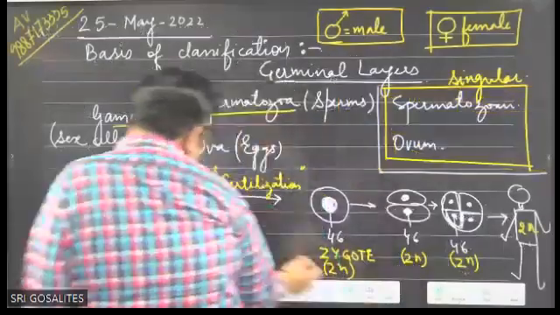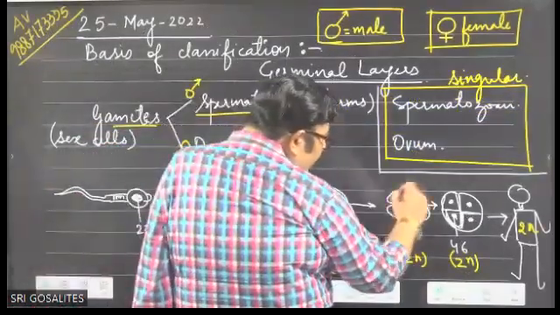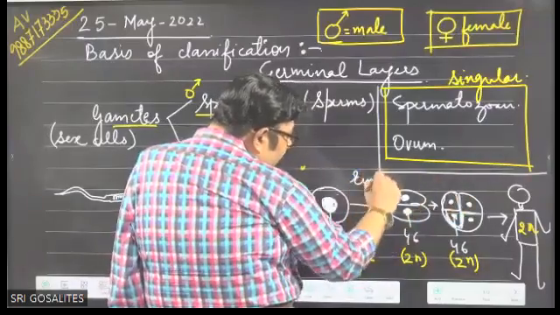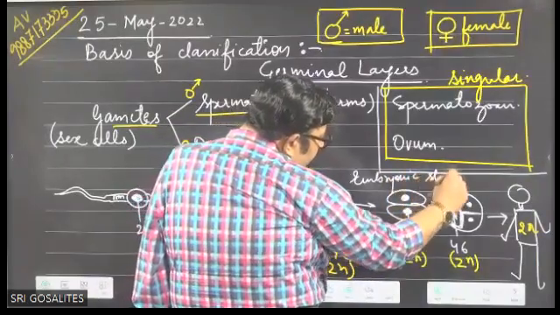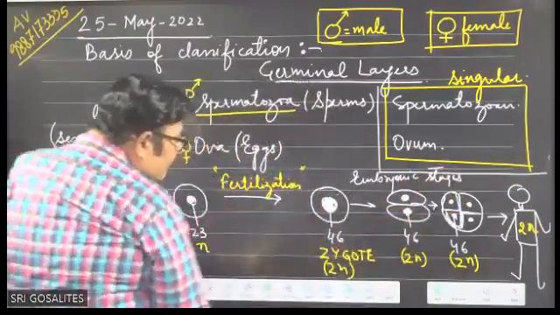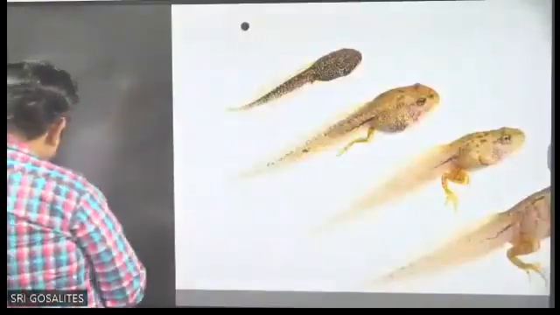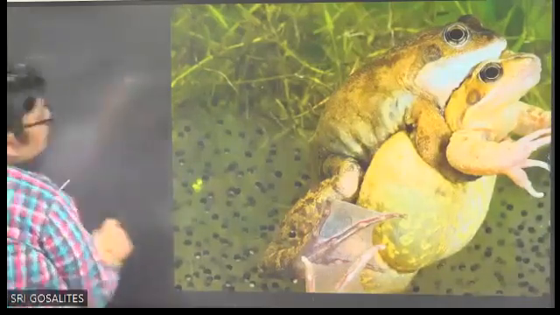Let's go back to this one. So now this is a zygote, and all these are the embryonic stages. Once again, I'll give you the clarity. That is my main task here, to make you clear about these things.